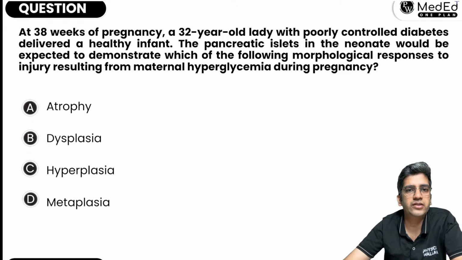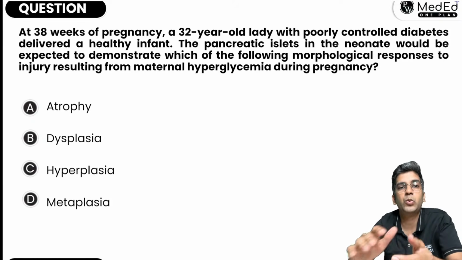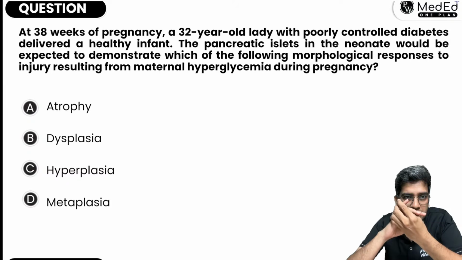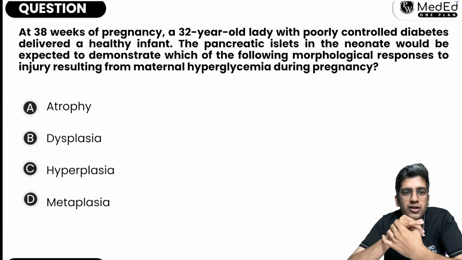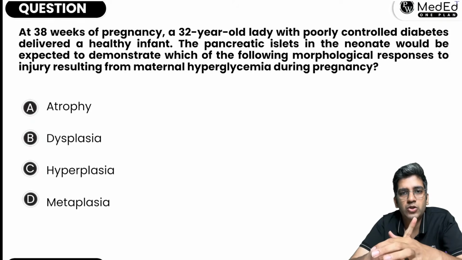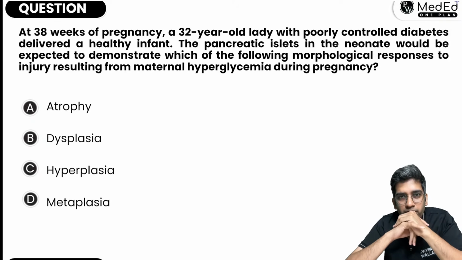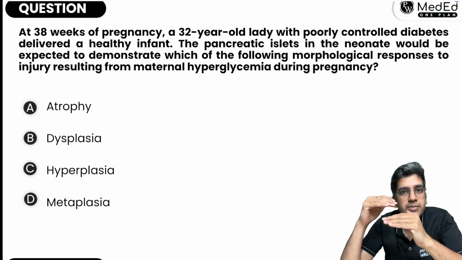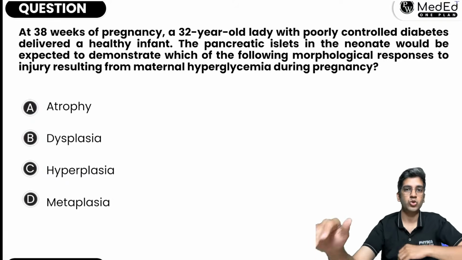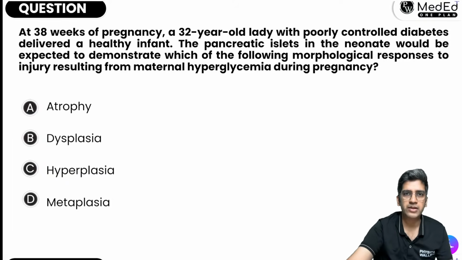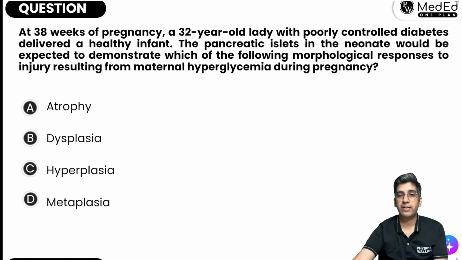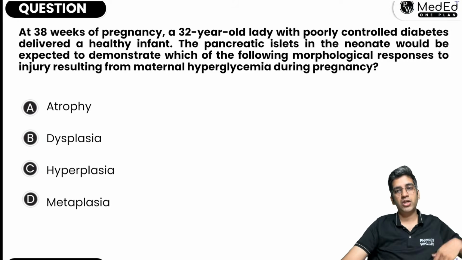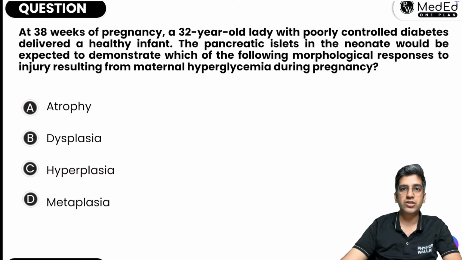38 weeks of pregnancy, 32-year-old with poorly controlled diabetes delivers a healthy infant. Islets of the neonate would be expected to demonstrate which change? The mother is diabetic. If the mother has poorly controlled or uncontrolled diabetes, obviously the hyperglycemia will go to the baby's blood circulation also, right? Because the baby gets everything from the placenta. If the baby is going to have hyperglycemia, what will be the change in the baby's beta cells?